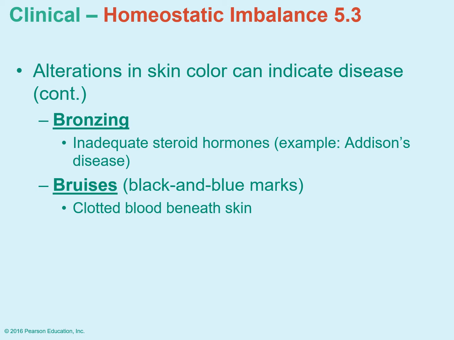Bronzing is often due to inadequate levels of some of your hormones, such as some of your steroid hormones. And then certainly, unfortunately, all of us have had bruises where you get black and blue marks. And what is this due to? Because you had some type of a trauma or injury. Some of us are klutzier than others. And you had some blood clotting beneath the skin. And it goes from the lovely black and blue to kind of the purplish and then the yellow, and you can watch the whole progression of colors.